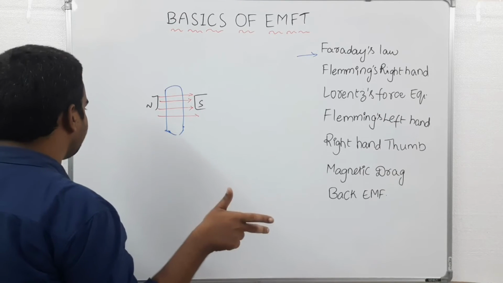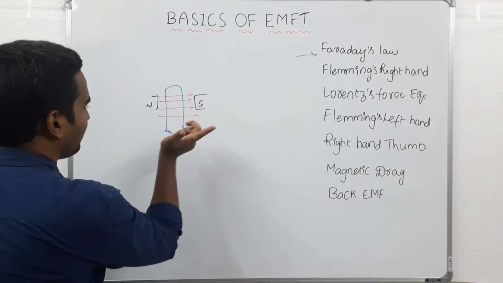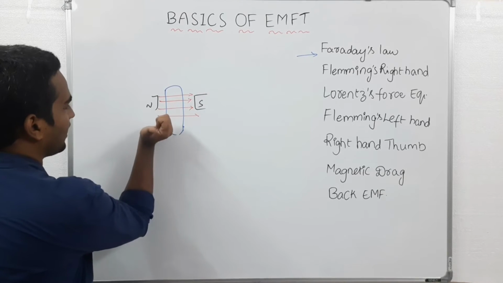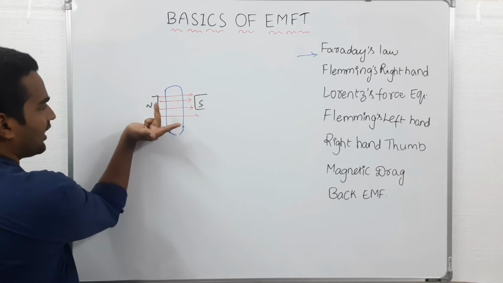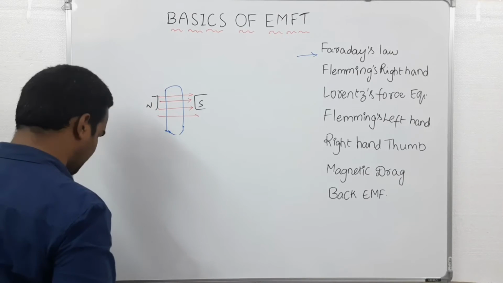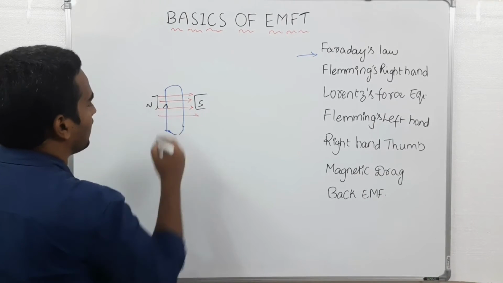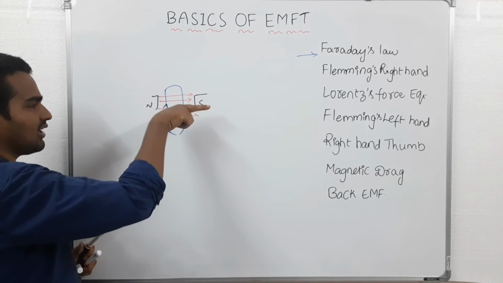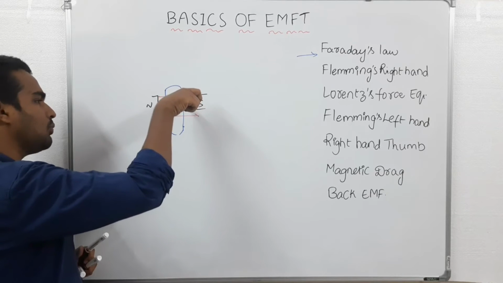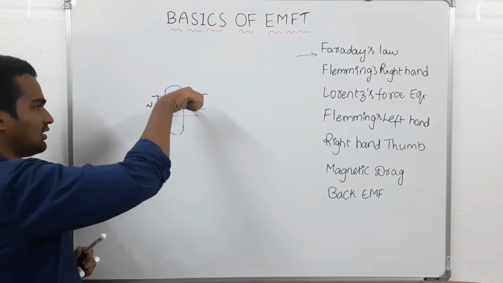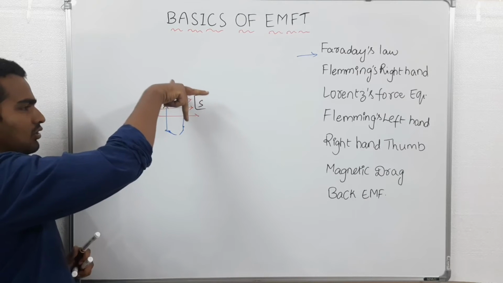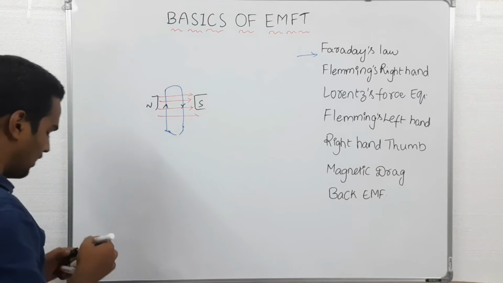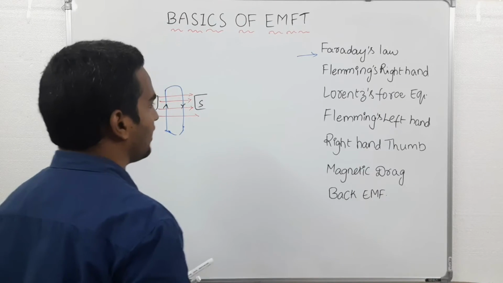Stretch your three fingers. Forefinger indicates direction of the flux lines, and thumb indicates motion of the conductors which is out of the board, and then middle finger indicates direction of induced EMF. And at this point, same direction flux lines, and the conductor is going into the board, so the direction of conductor is into the board, and direction of induced EMF is middle finger. I think you understood how to apply Fleming's right hand rule.